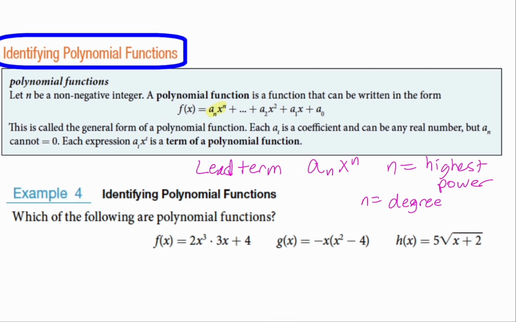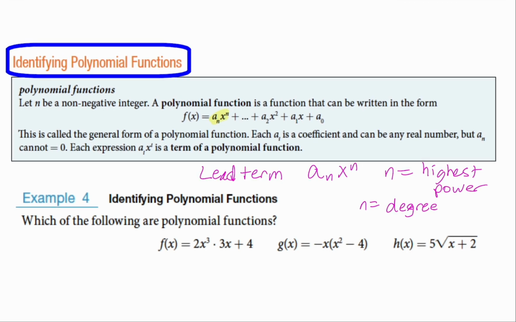And all those terms look just like a sum of power functions. So 2x cubed plus 3x plus 4, that's a polynomial. 7x squared plus 2x minus 4, that's a polynomial. 8x to the 5th minus 1/2 x plus 3, that's a polynomial.